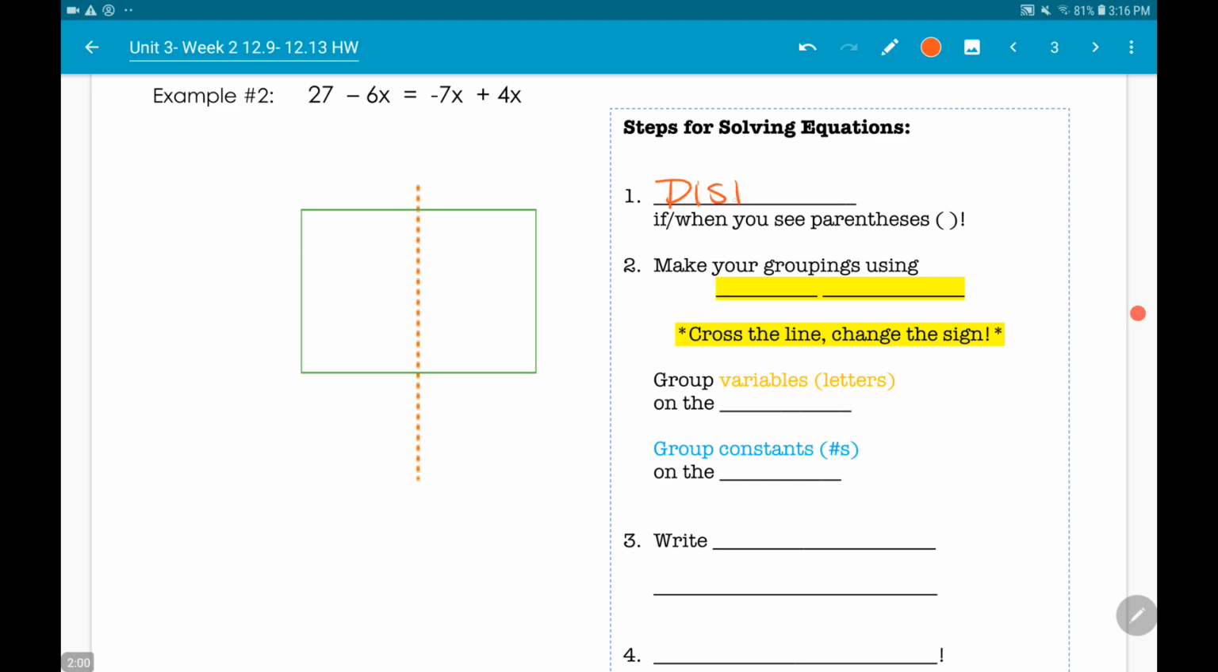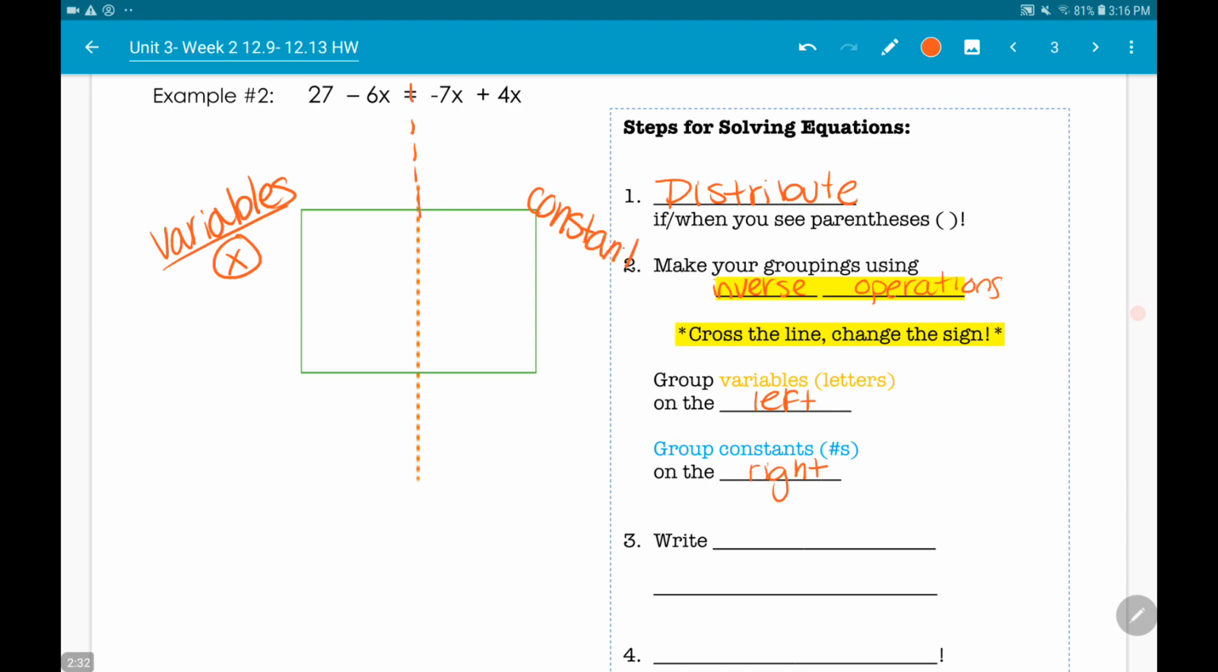So distribute, if you see any parentheses, do we? No. All right, so now we have to make our groupings using inverse operations. Variables on the left, constants on the right. So let's do that. All right, what'd you get?